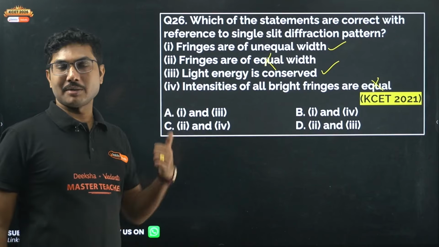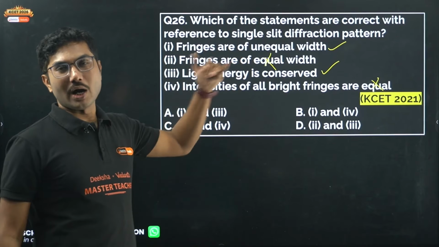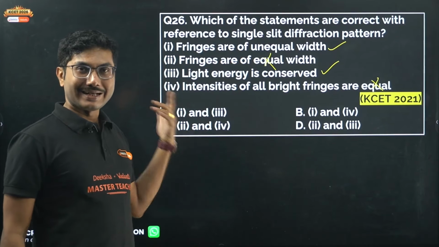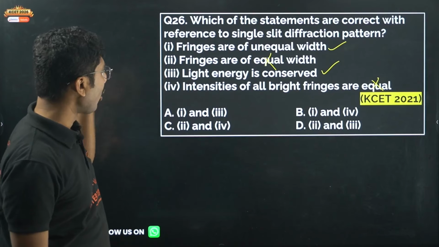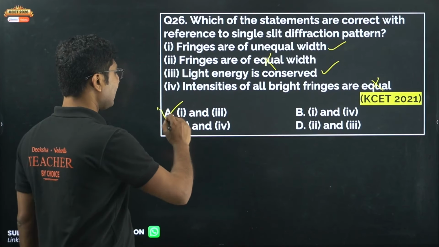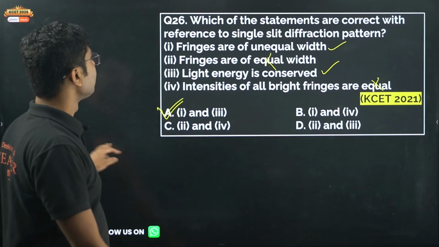Central maximum is bright, and as we go up or down, the brightness decreases. So only options 1 and 3 are correct. So option A is correct.